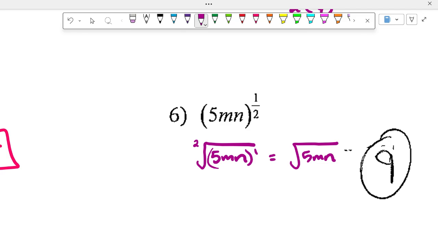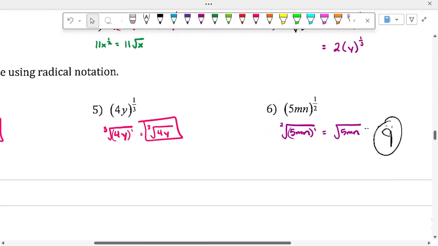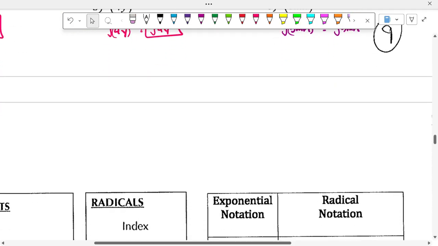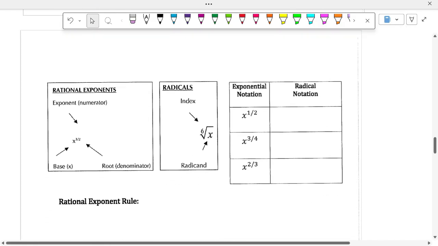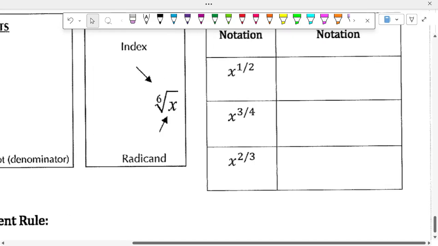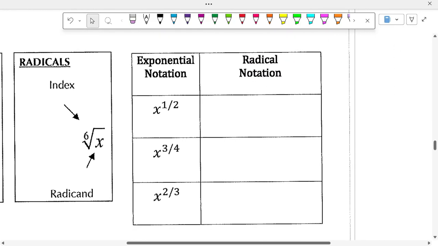Does everyone understand how fractional exponents work? How you can switch in between the two? All right. Now, that's when the numerator is always 1. But that's not always the case. Sometimes it's not. Okay, so we're going to still use this same rule.